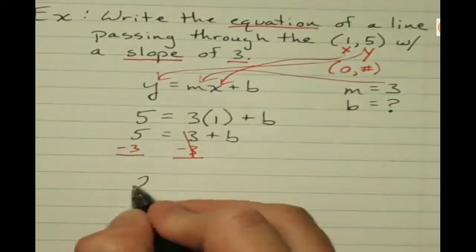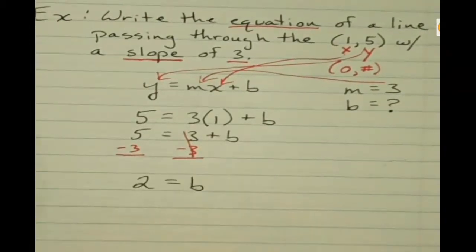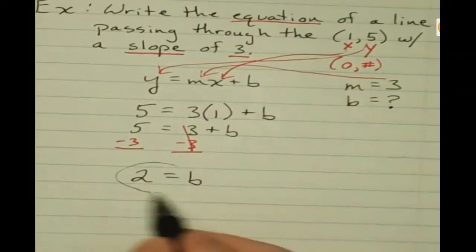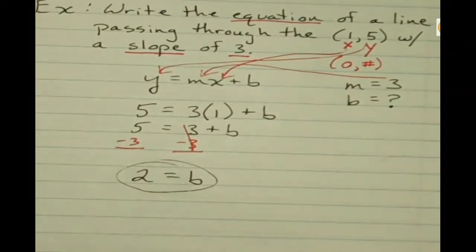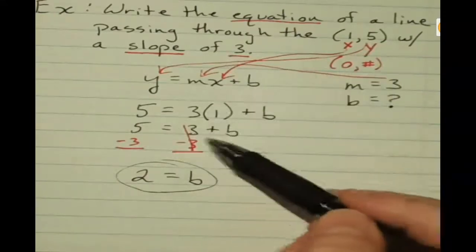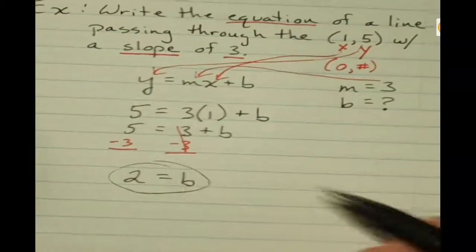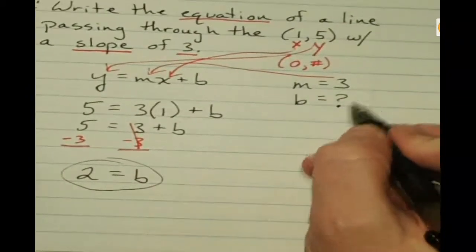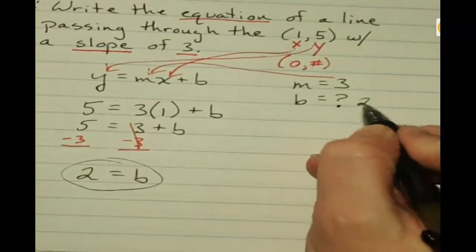So then I end up having 2 equals B. Does everyone see that? And understand where I got it from? Does everyone understand? Okay, so they gave us the slope. I substituted X, Y, and everything, solved for my y-intercept. So now I know that my y-intercept's 2.